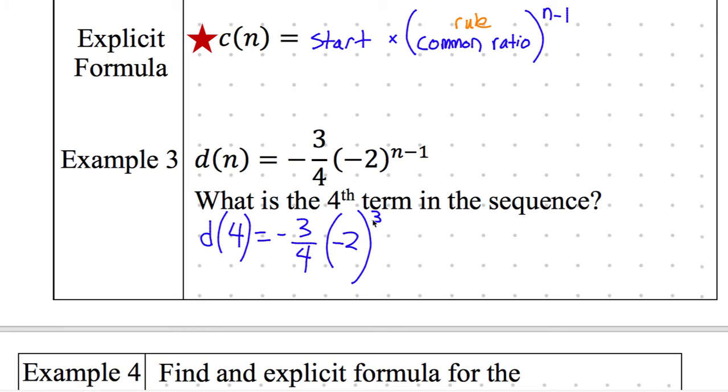Daisy, do you agree? Negative 2 times negative 2 is 4. Then times negative 2 again, it's negative 8, right? So this is all negative 8.